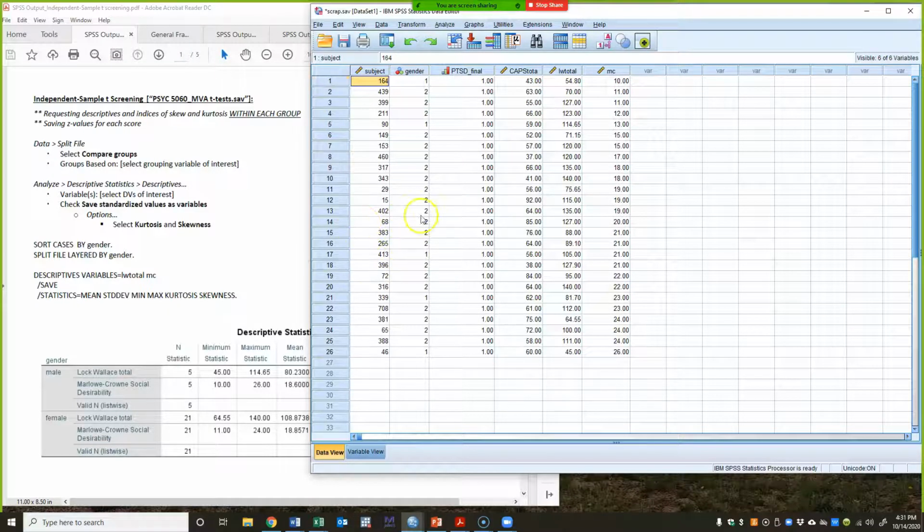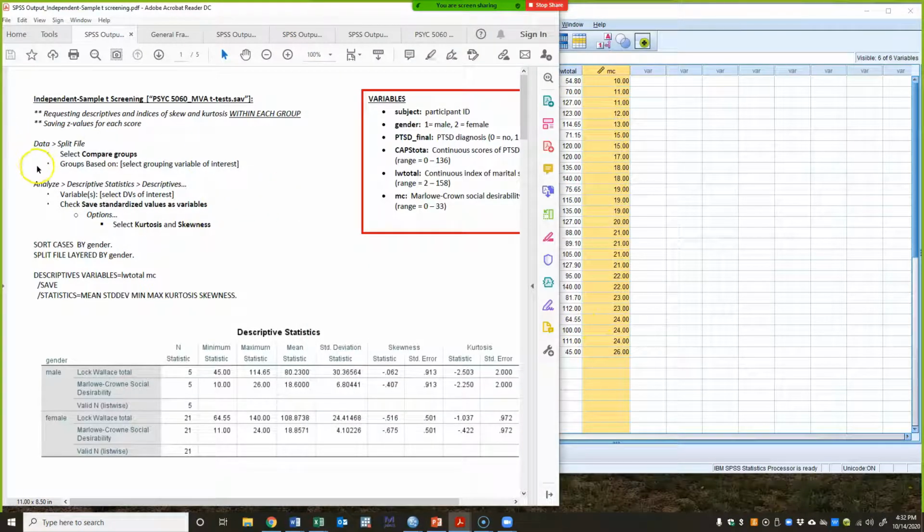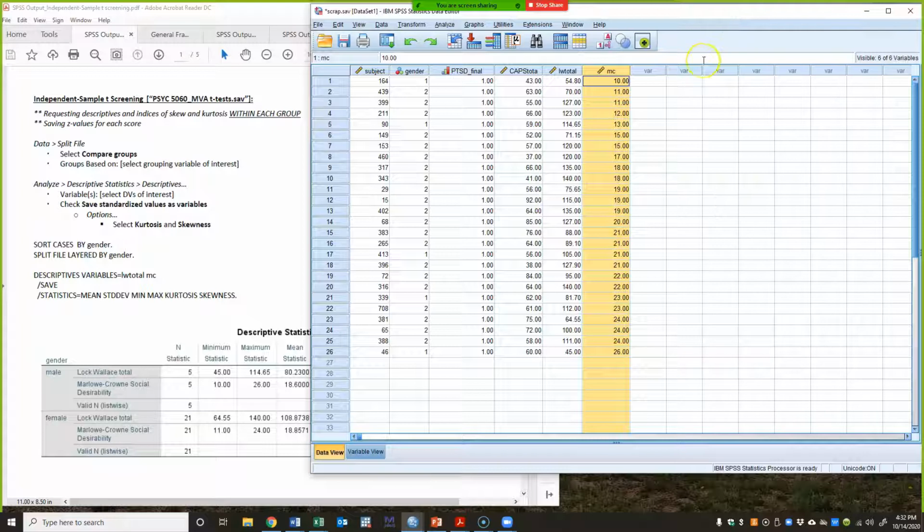Okay. So now I've gone through and I've got cases with full data. What I'm first going to do is go to data and split files. Because for my screening, do I want to look at the distribution of marital satisfaction and Marlowe-Crowne in my entire sample combined?